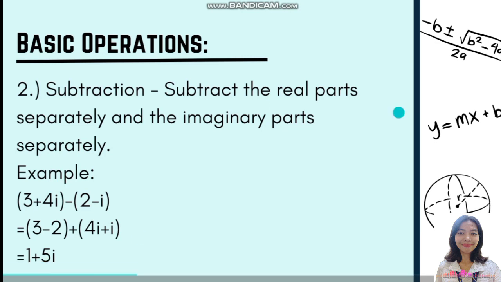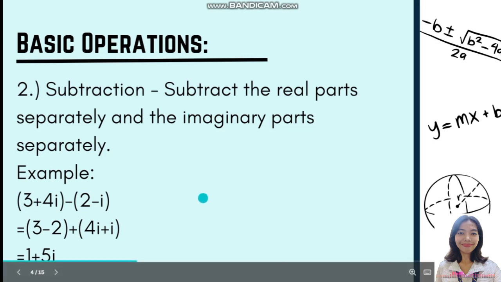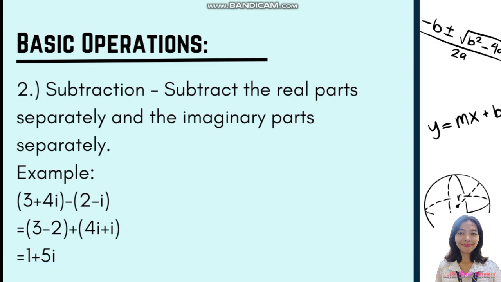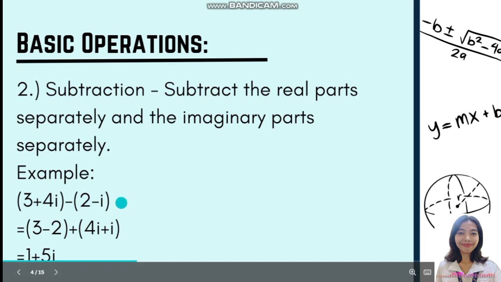Next, we have the subtraction. You just have to subtract the real parts separately and the imaginary parts separately. It's the same process as addition, but all you have to do is subtract. Of course, it's subtraction. So 3 plus 4i minus 2 minus i. And then do the math. 3 minus 2 is 1.